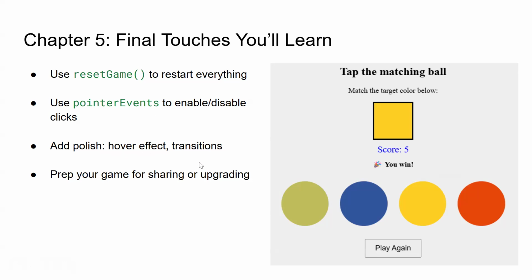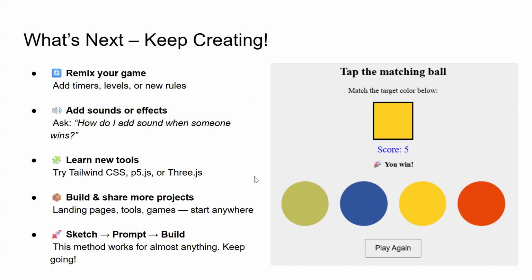And then the hover effect, the transition. You notice that when you just go on top of something, you can see it on the internet a lot, right? It would be like a hover effect. It would be slightly different when you change it. You'll see it right now, and then we prep your game for sharing and upgrading. Okay, and then we'll talk about what the next steps would be.